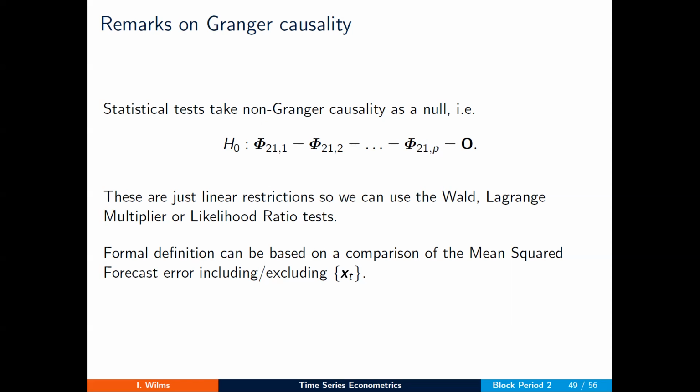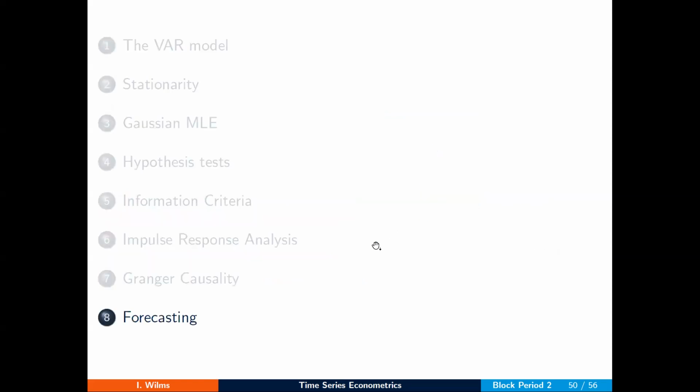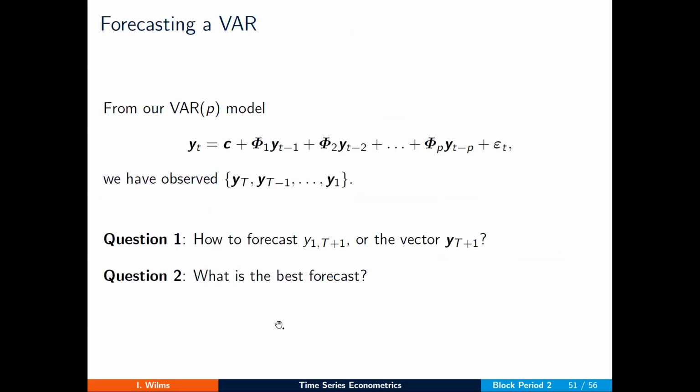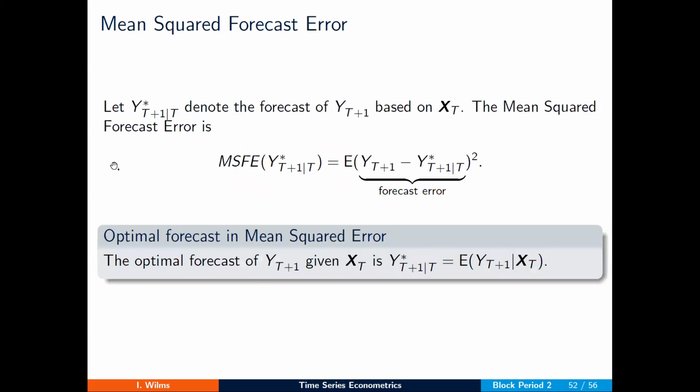So let's finally have a look at how we can obtain forecasts in the VAR model. A natural question that arises here is, how can we obtain a forecast for the next period for one of the variables, or even for the entire vector, since everything is jointly modeled? And what is the best possible forecast we can obtain? Now, to answer that last question, we first need to formally define the so-called mean squared forecast error.